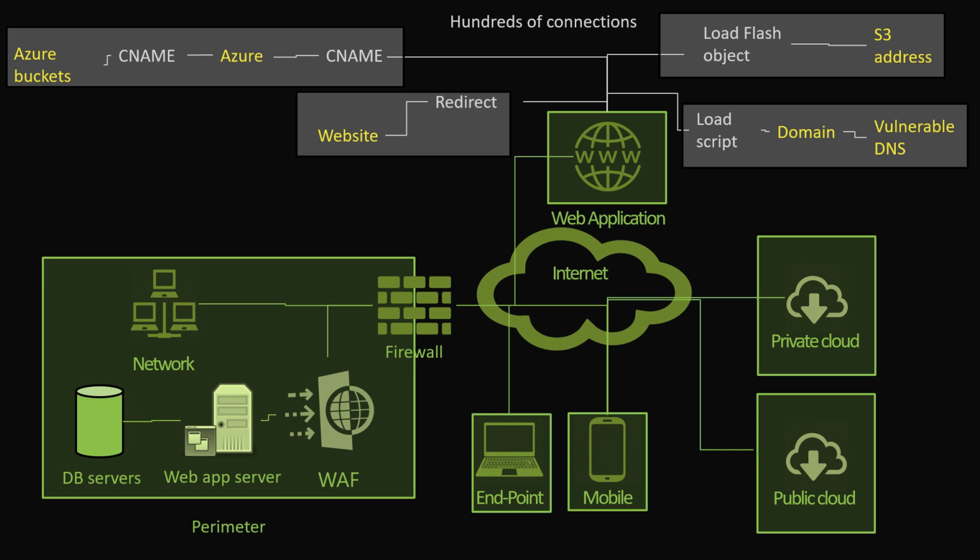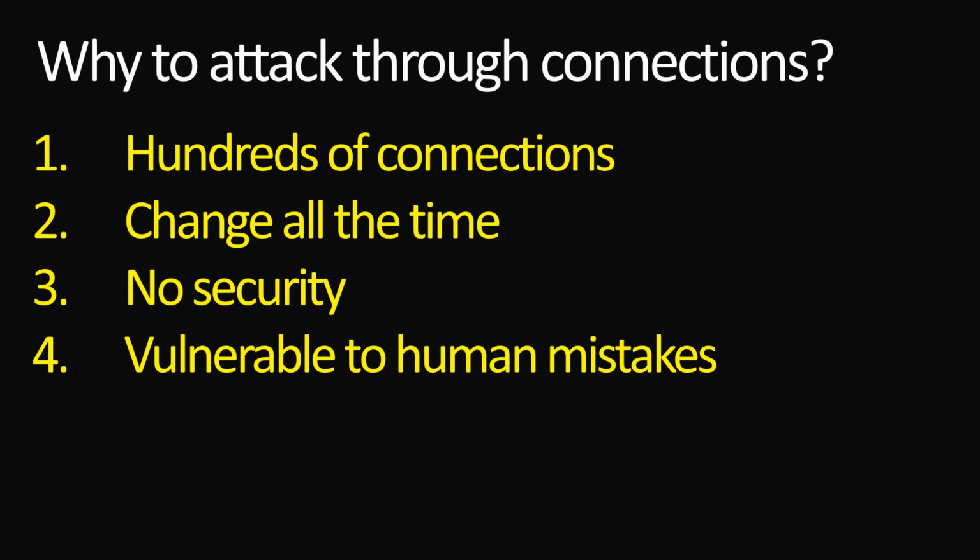Now the main question arising is why Wang should attack through connections. And the answer is pretty simple. First of all, each web application has hundreds of connections. Most of them are vulnerable. The second thing is that on these connections there are constant changes. This means that Wang needs only one mistake on one of the connections. The third thing is that connections unfortunately have no security or very little security. And the fourth reason is that those connections are vulnerable to human mistakes. Let's see a few examples soon.